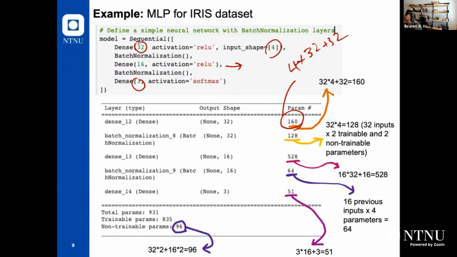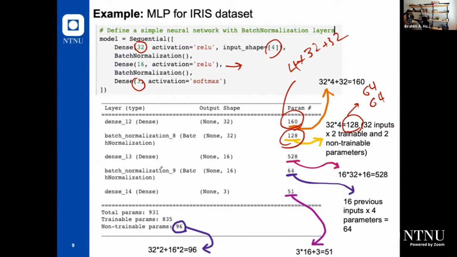For each input we do batch normalization, and from the first slide we know that for each input we have 4 parameters, 2 trainable and 2 non-trainable. So the number of parameters in this batch normalization layer will be 4 times 32. Out of those 4, we have 2 trainable and 2 non-trainable parameters. So in total it will be 128. Those 128 should be divided by 2, so it will be 64 trainable and 64 non-trainable, right?